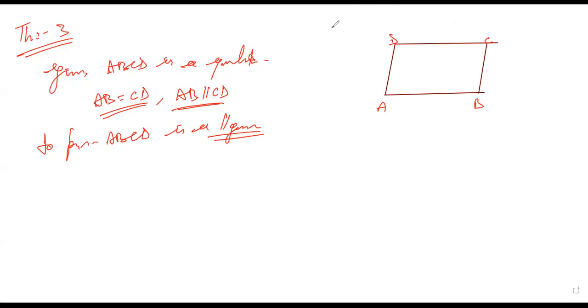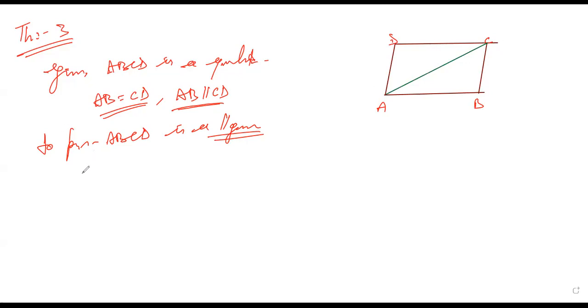In a simple way to prove this, you have to do a construction first of all. That is, you join the diagonal AC. There is no particular reason that you have to go for only AC. If you want, you can go for BD also. That is completely your choice. So I'm taking AC here, and with that I will see how we can prove it.